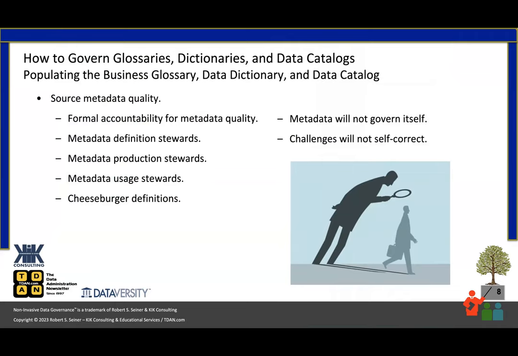Okay, so now let's talk about source metadata quality and some of the issues pertaining to it. Right now, at least within most organizations, there's not a lot of formalized accountability for data quality, let alone metadata quality. So if you're going to govern the metadata and the tools, you're going to need some level of formal accountability for metadata quality.